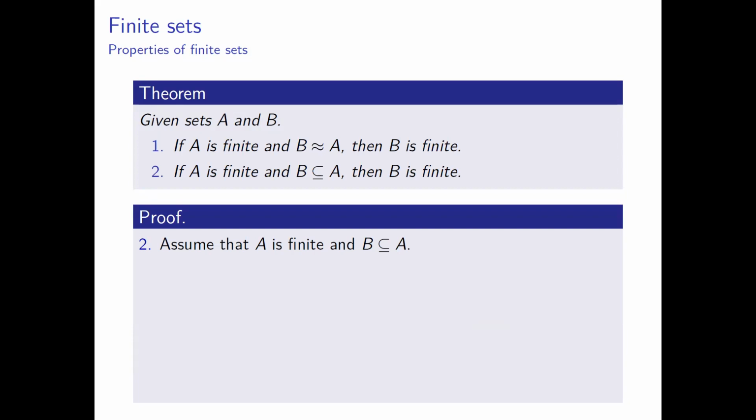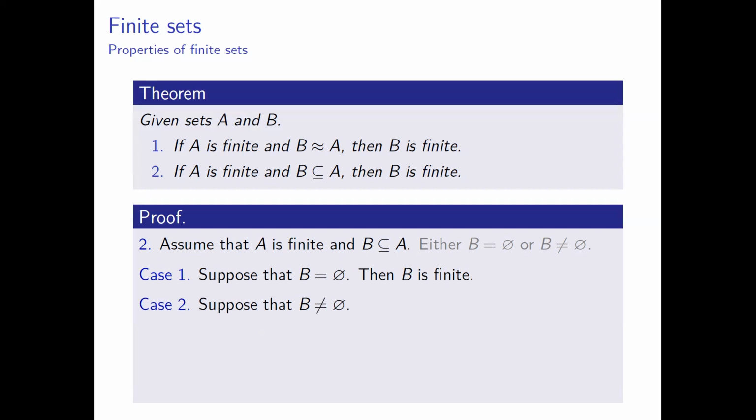To prove statement 2, assume that A is finite and that B is a subset of A. Either B is empty or B is non-empty. We shall consider each case separately. For case 1, suppose that B is empty. Then B is finite and we have nothing more to prove. For case 2, suppose that B is non-empty. Then, by a previous result, the set A is also non-empty. So A is numerically equivalent to the set of integers from 1 to n for some positive integer n.